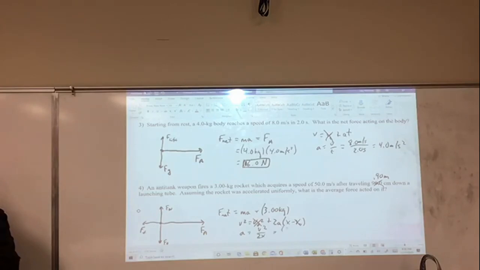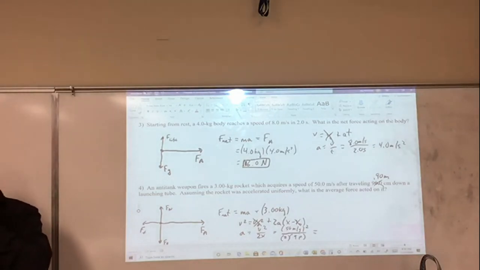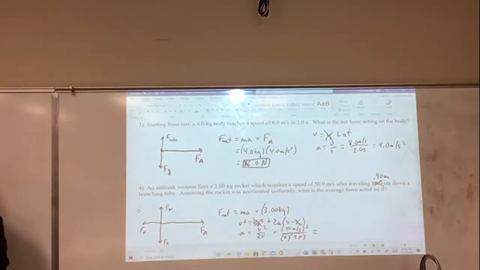equals 50 meters per second squared over 2 times 0.9 meters. And so 2,500 divided by 1.8, and you got how many newtons? Or what's the acceleration?